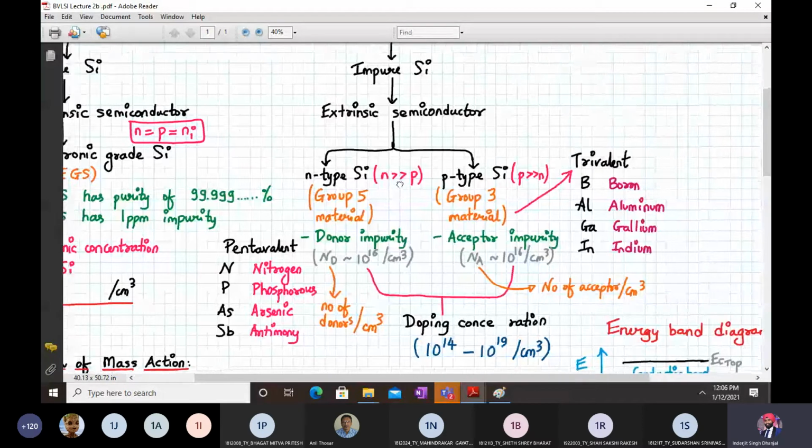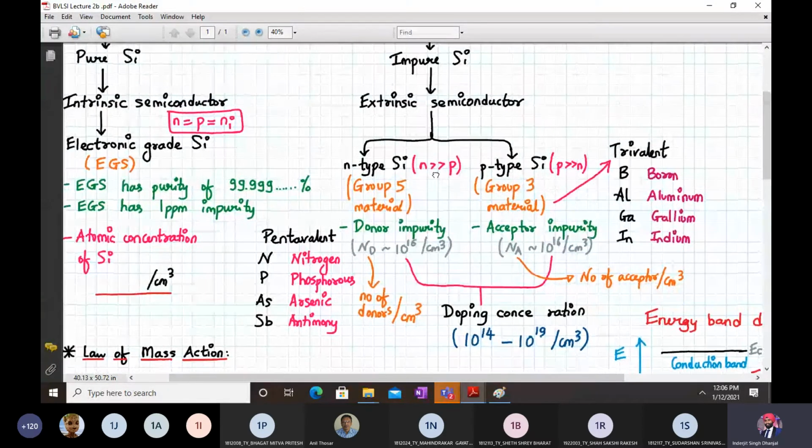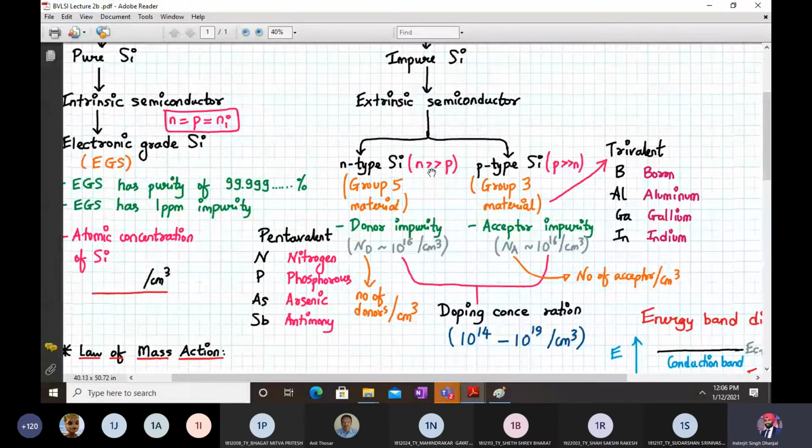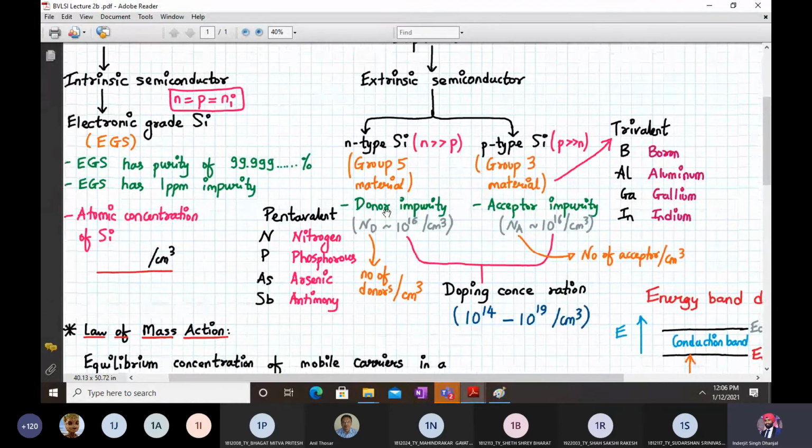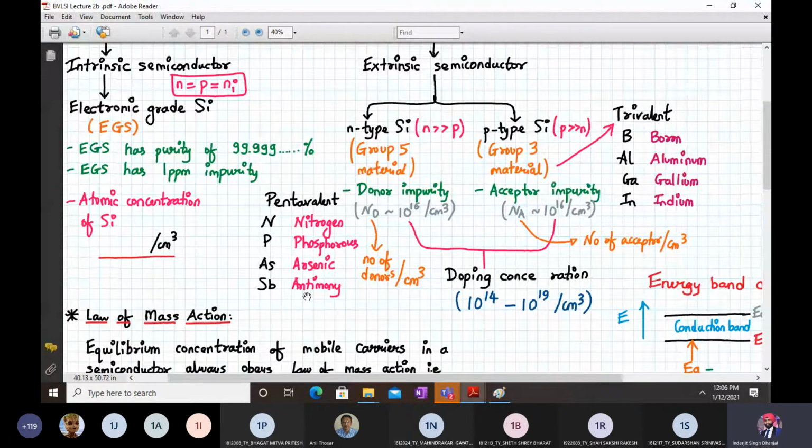Okay, let us come back to impure silicon. Impure silicon, we can also call it an extrinsic semiconductor. We have two types of it, N-type silicon and P-type silicon. N-type silicon is made up of group 5 elements, and what are they called? They are called pentavalent impurities. They are nitrogen, phosphorus, arsenic, and antimony. Remember them. They will be useful.